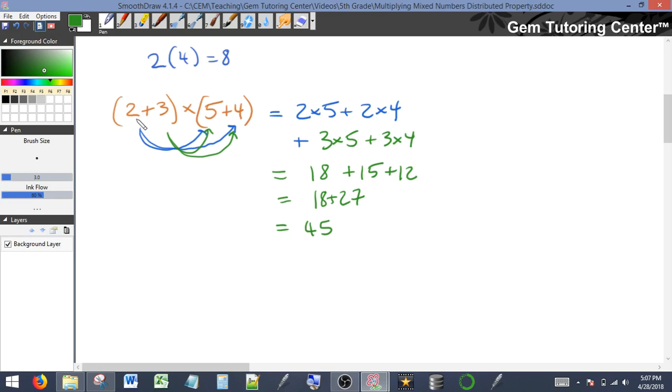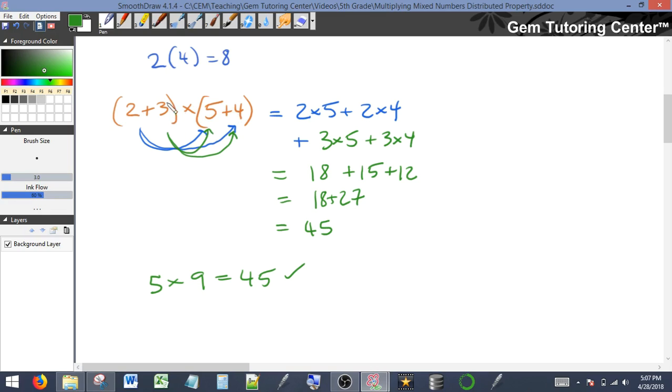And now let's check our work. So 2 plus 3 is 5. 5 times 4... 5 plus 4 is 9. So we get 45. Okay, so that works. So the distributive property can also work when you have two numbers getting multiplied with two numbers. Two numbers in one expression getting multiplied with two numbers in another expression.